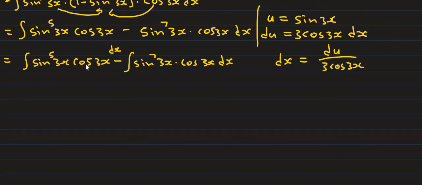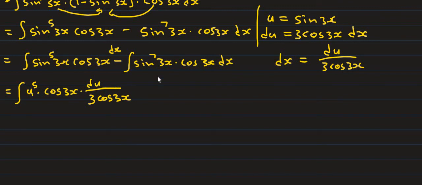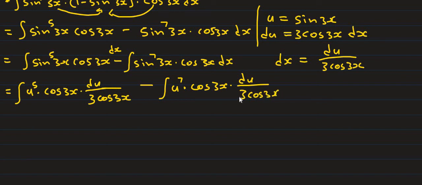Then we have the integral of sine to the power 5 of 3x, multiplied by cos 3x, and dx is du over 3 cos 3x, minus the integral of sine to the power 7 of 3x multiplied by cos 3x, and dx is du over 3 cos 3x. Then the cos 3x cancels out.